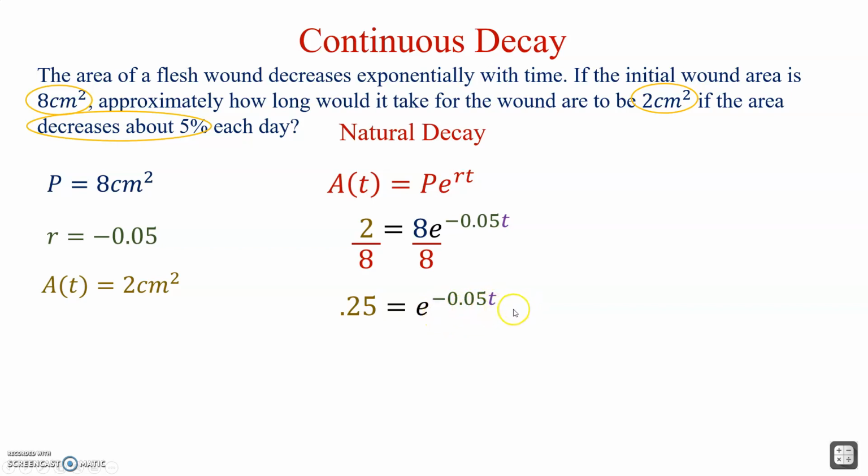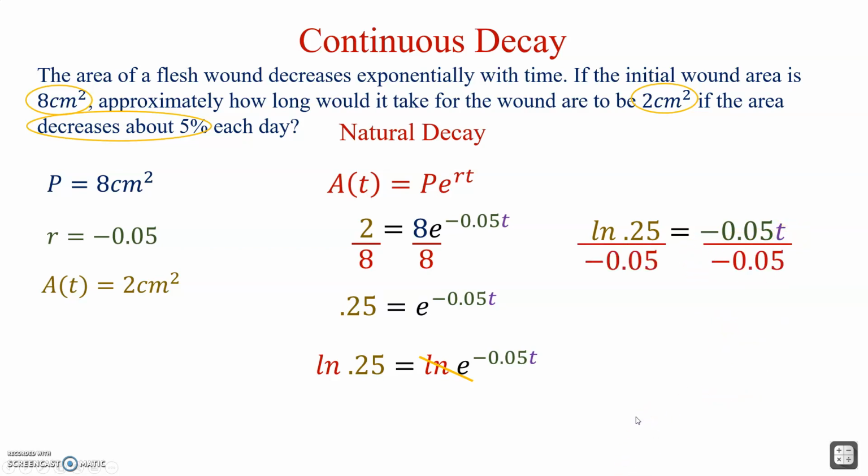From our previous lessons, we learned how to deal with a base e. To deal with a base e, we take ln on both sides, the natural logarithm on both sides. In essence, the ln and e cancel out, leaving us with ln 0.25 equals negative 0.05t. To get t by itself, we simply divide both sides by negative 0.05. And this is what will go into the calculator.